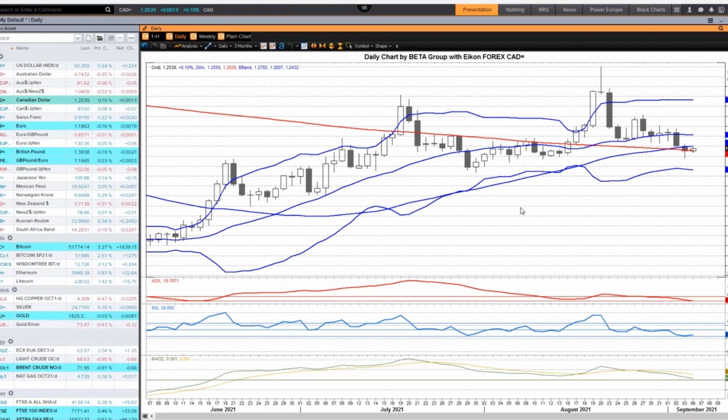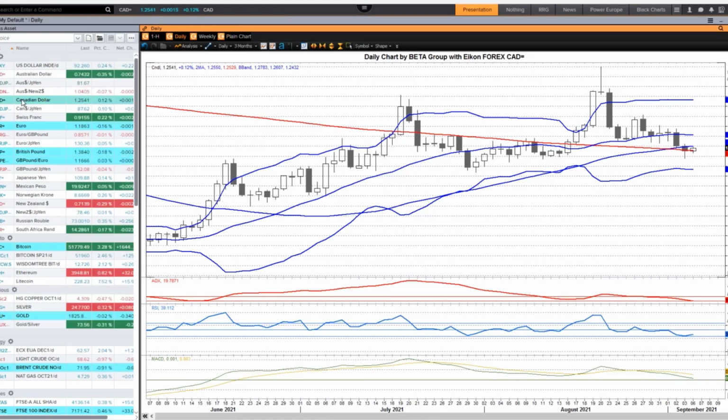There is quite a lot of support around. The RSI is negative, the MACD is negative, and the trend is only 19 here. So, given the choice, this is not my best choice. I prefer the Australian dollar.